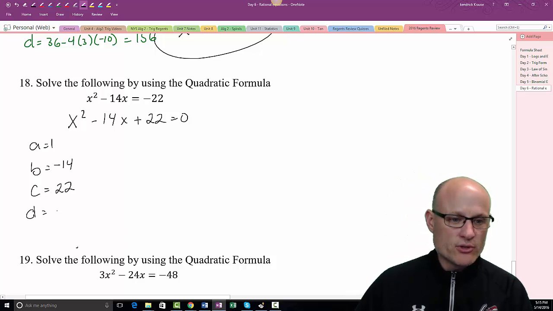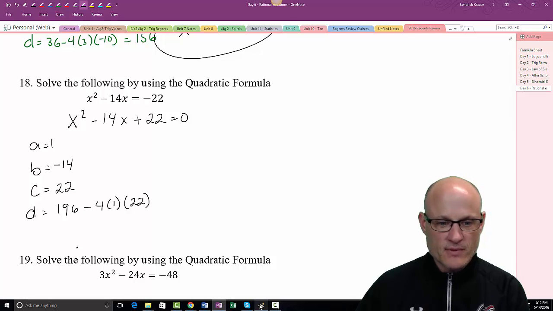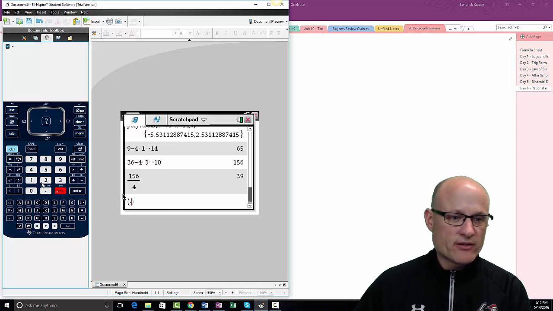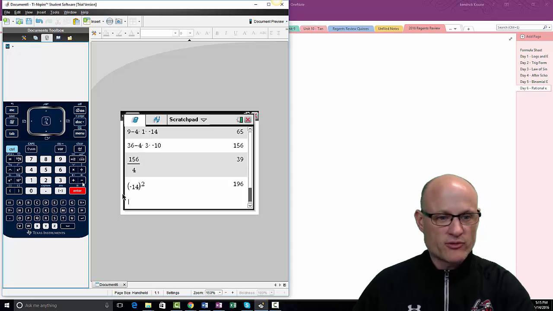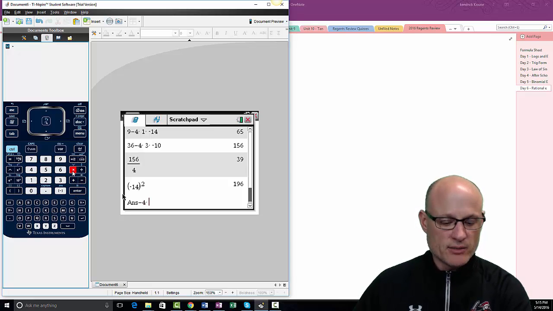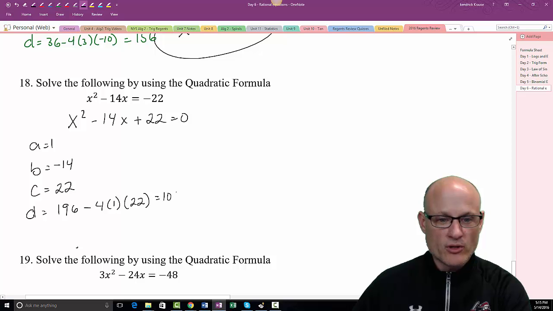D is equal to negative 14 squared, which is 196. You just put that in your calculator. Minus 4 times 1 times 22. I think actually we're going to be safe here. So if you put that in your calculator, negative 14 squared, you'd say that's 196. And then to that, we're going to subtract 4 times 1 times 22. And I get 108. Ooh, that's a cool number, though, because there is a perfect square that goes into that. All right, big one, too.